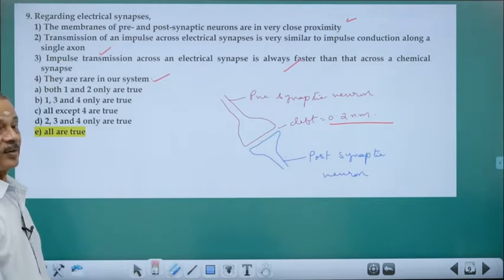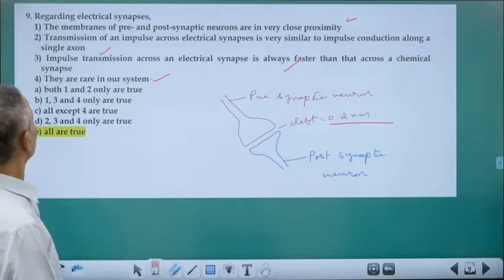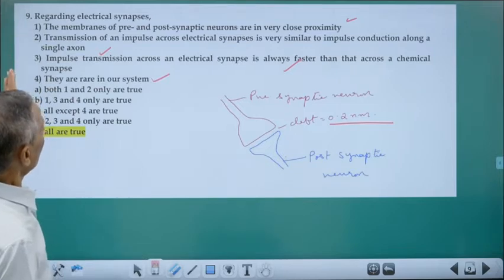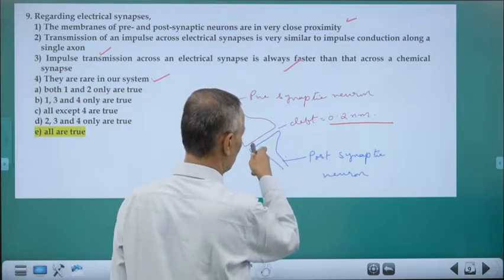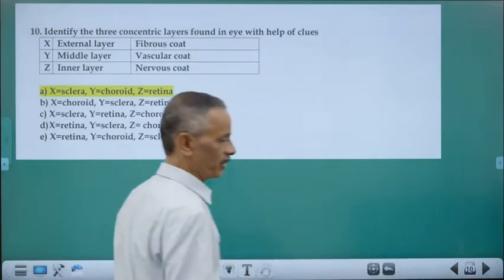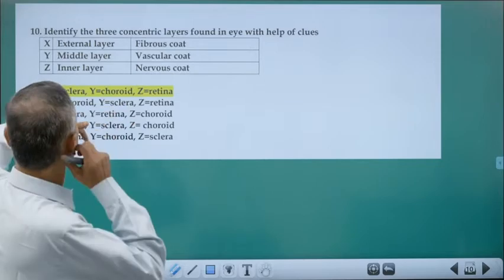These electrical synapses are abundant in invertebrates. They were all first observed in the abdominal nerves of crayfishes. So, all of them are true. The gap is very, very small. Again, there will be a question coming in connection with this part. I will explain again there.